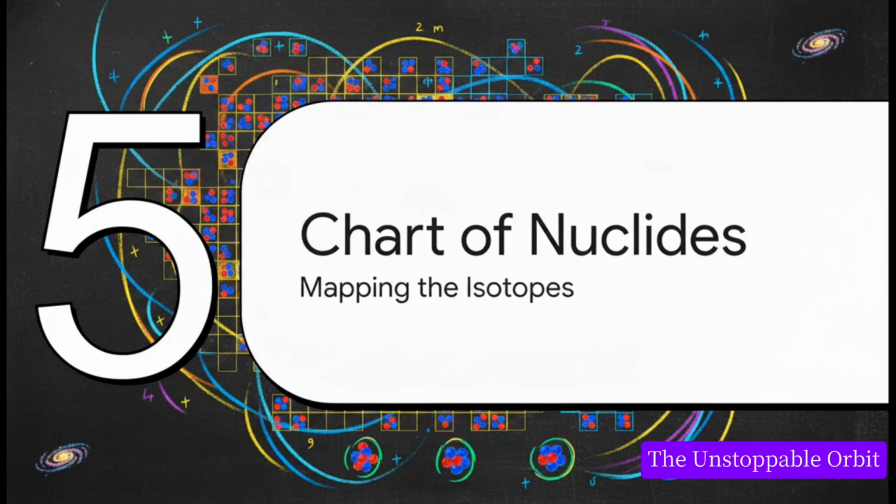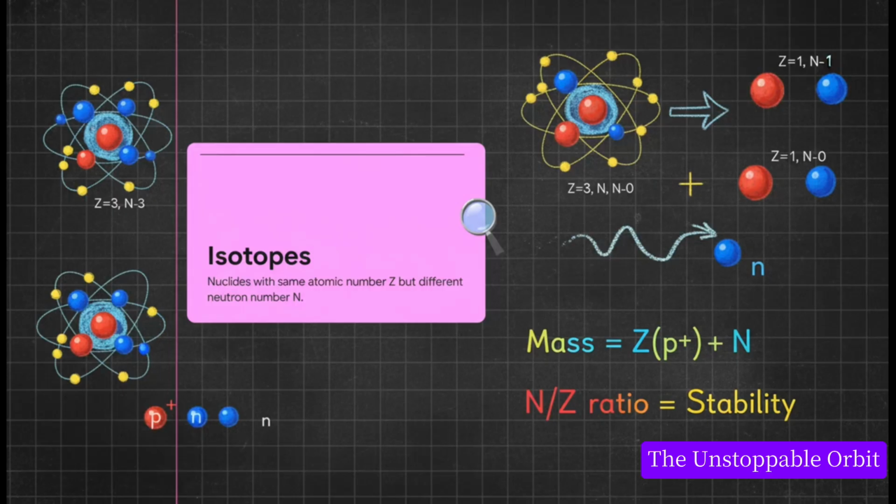Section 5. The chart of nuclides, mapping the isotopes. Now, let's zoom out a bit and see how these crazy dense nuclei are organized across the universe. We have to talk about isotopes. These are nuclides of the exact same chemical element, same atomic number, same protons, same electrons. The only difference? The neutron number. You can tack on a neutron or take one away, which completely changes the mass and the nuclear stability, but leaves the chemical properties 100% perfectly identical. They're chemical twins, but physical strangers.